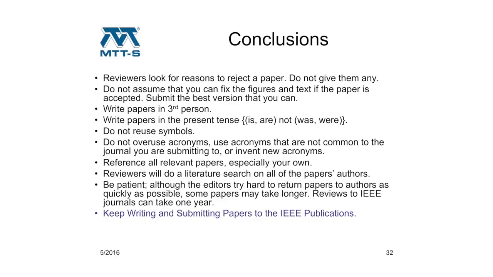Finally, be patient. If you send me your paper, I get very irritated if 2 weeks later you send me an email saying, where's my review? In 2 weeks, my assistant may not even have given me the paper yet. And I may not even have had a chance to look at it yet. Typically, papers take 3 to 4 months to get your first decision. Some journals and IEEE take a year.